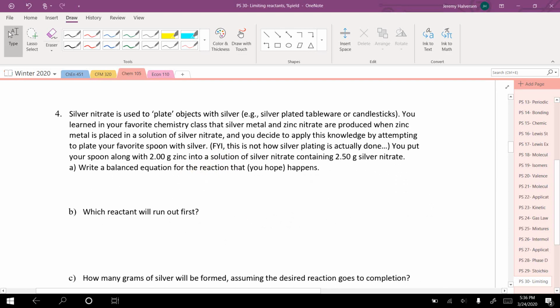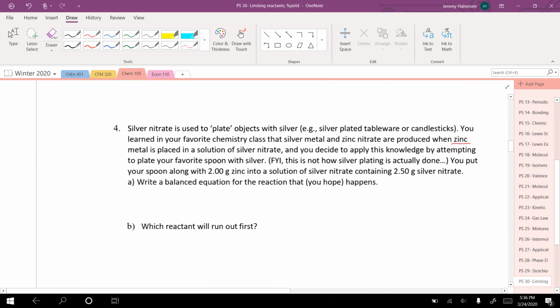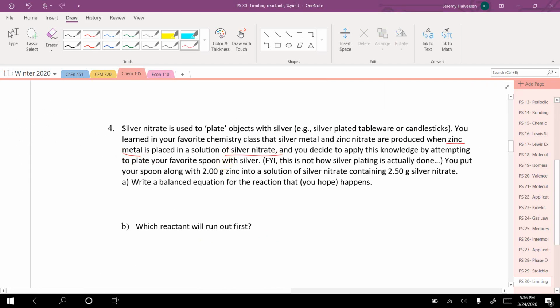All right, silver nitrate is used to plate objects with silver. You learned in your favorite chemistry class that silver metal and zinc nitrate are produced when zinc metal is placed in a solution of silver nitrate. So zinc metal is put in a solution of silver nitrate, and it makes silver metal and zinc nitrate. You decide to apply this knowledge by attempting to plate your favorite spoon with silver. This is not how it's actually done. You put your spoon along with 2 grams of zinc into a solution of silver nitrate containing that much silver nitrate. Write the balanced equation.